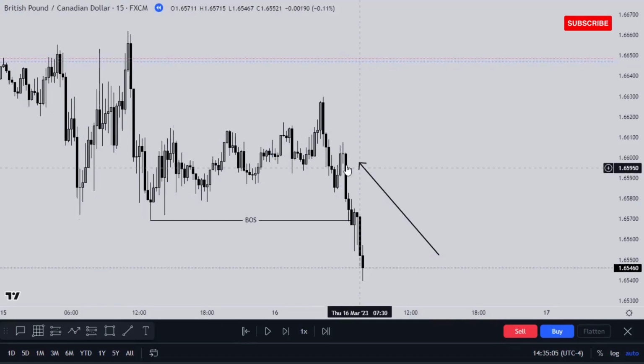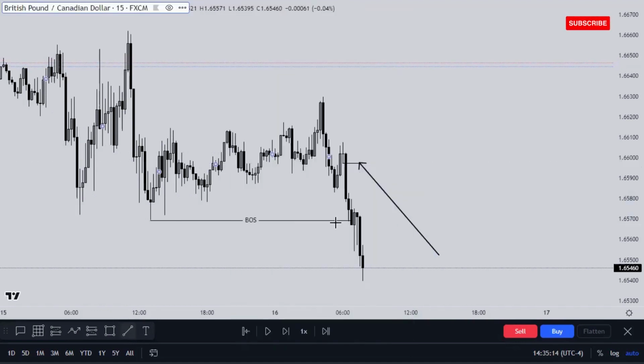So you look at it, you see that this candle here, candle A, is the last candle before the big push to the downside. All right, this is your candle A. Then we have candle C.